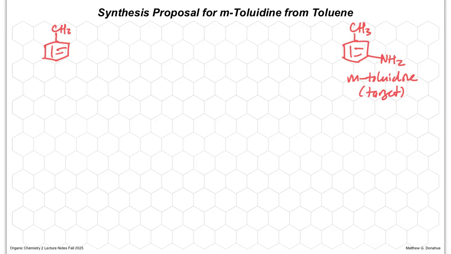I'm going to start drawing downwards so that I have enough space to do stuff. So, ortho-para director, and we're going to assume that the para is the major product due to steric hindrance. The first thing we're going to do is a nitration. So we'll treat with fuming HNO3 in the presence of sulfuric acid.